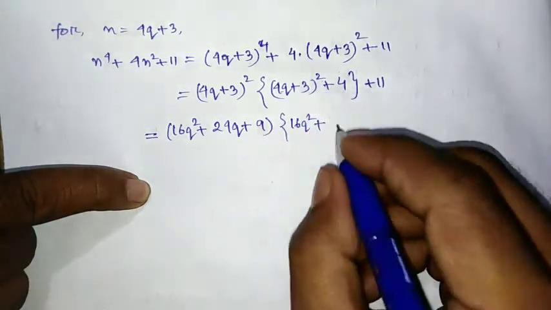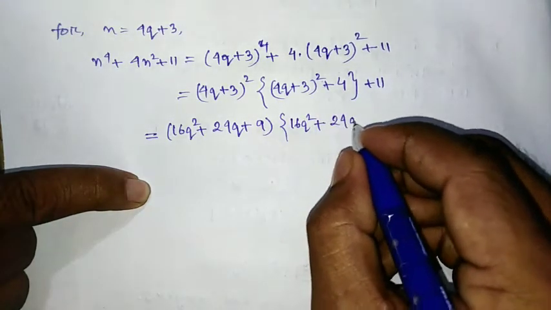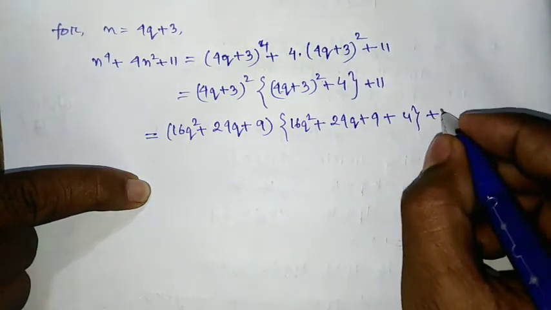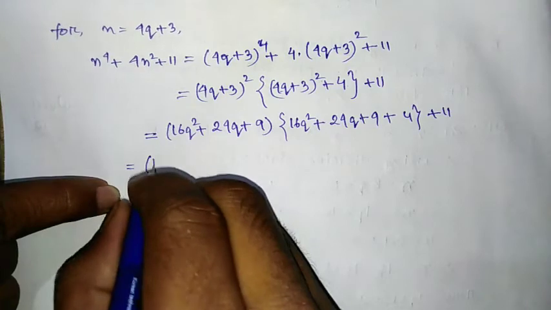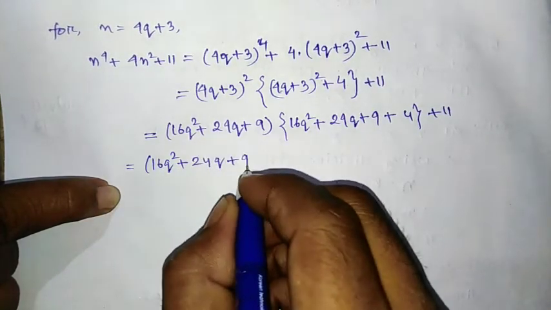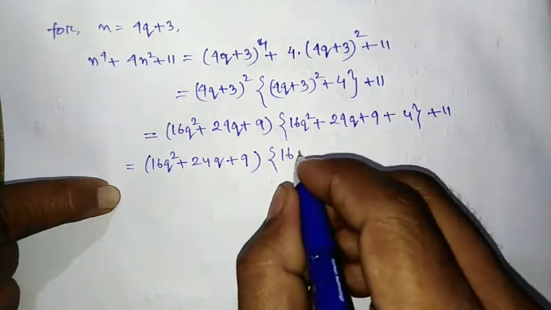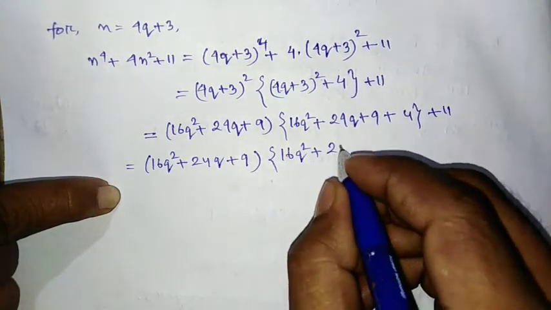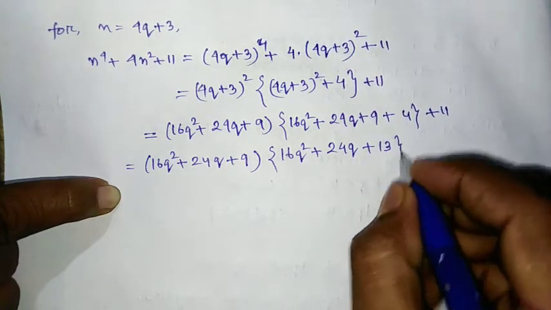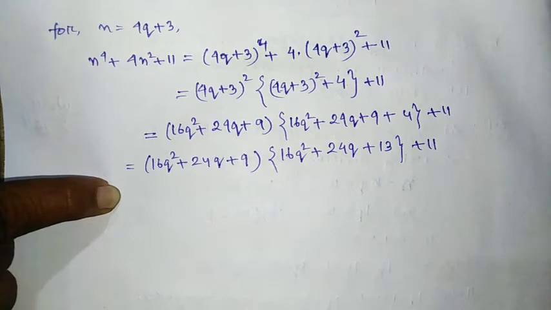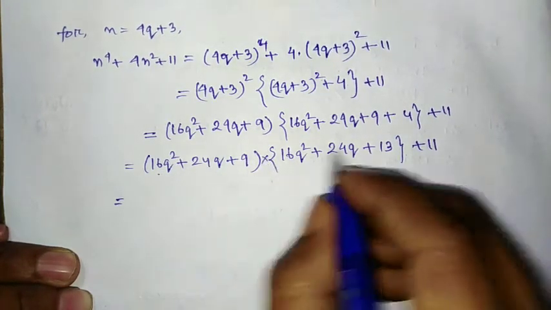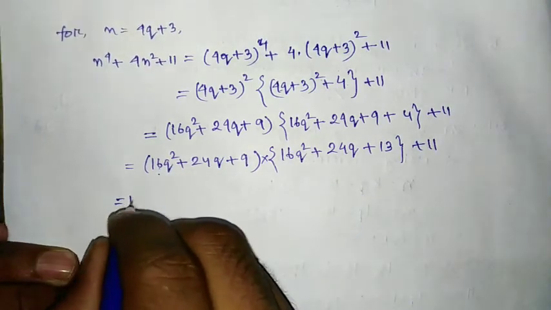Here remains 4q plus 3 square, here remains 4, and then plus 11. So again we have to break these things. If we break here, 16q square plus 24q plus 9, using the a plus b whole square formula. Here 4q square means 16q square plus 24q plus 9, again plus 4, and then plus 11.